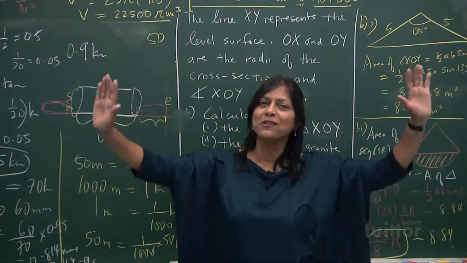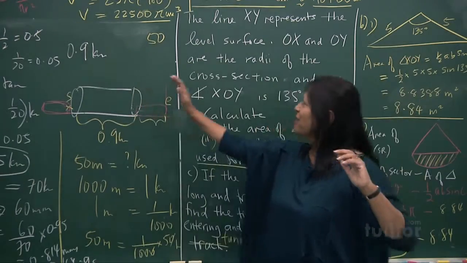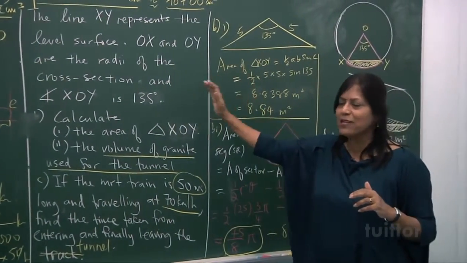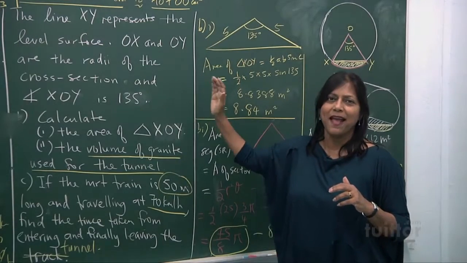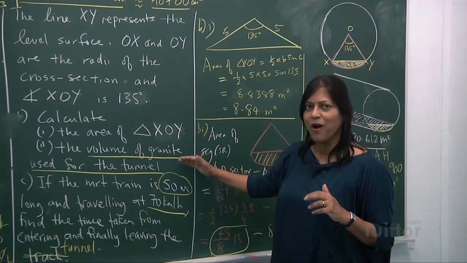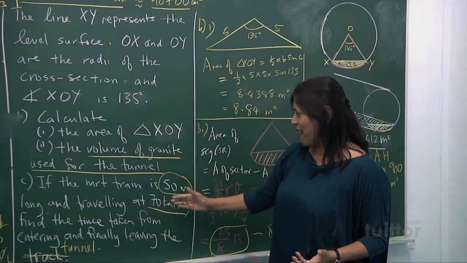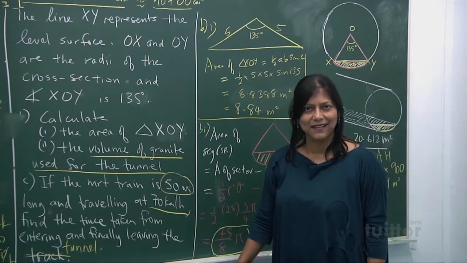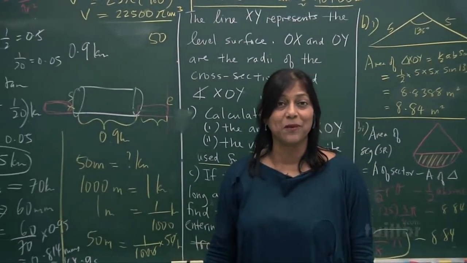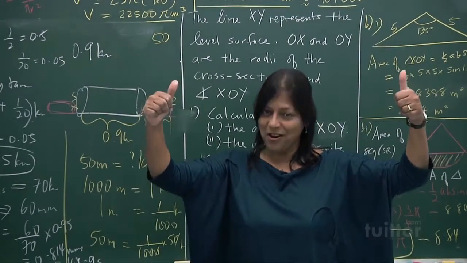Now, I hope you understood the topic on volume. I love this sum so much, the MRT train. Read through and run through again, and you will be able to find from the area to the volume of the granite used and write down the time taken. Run through slowly again. This is a real good chapter and you'll be a master of areas and volume.